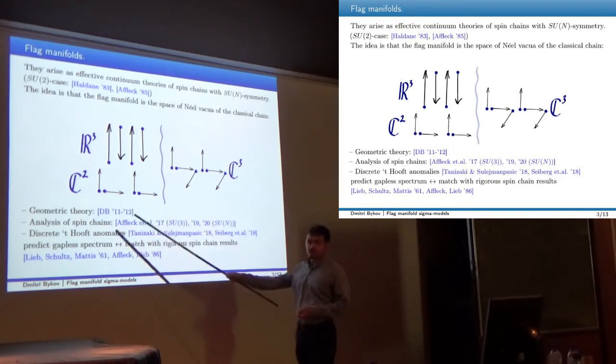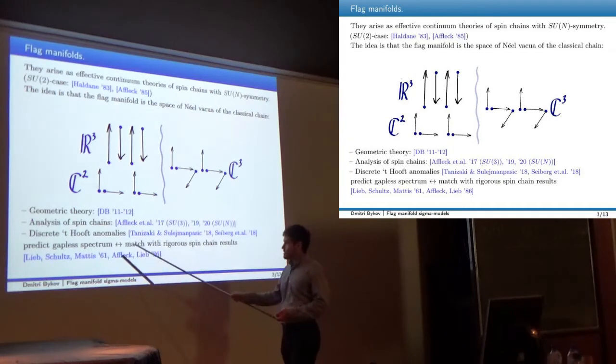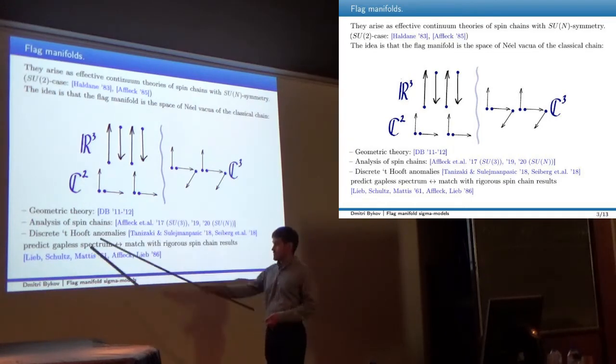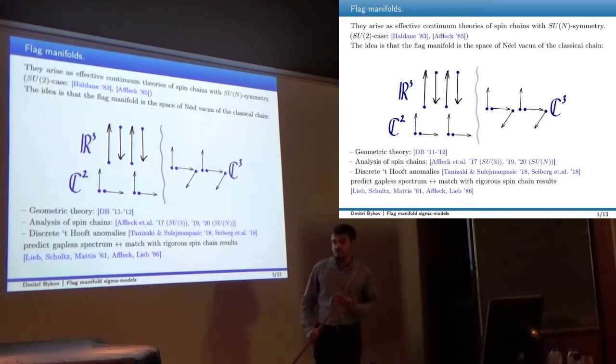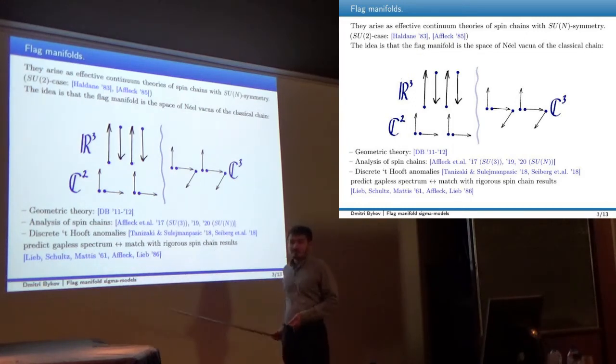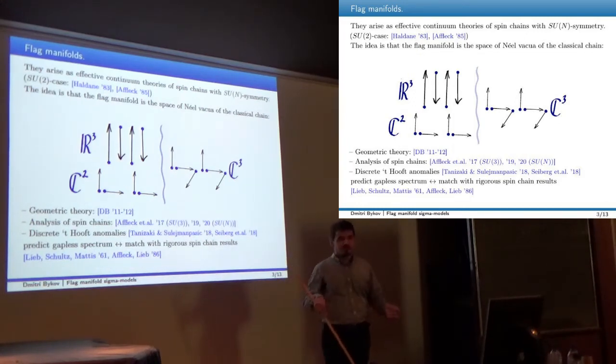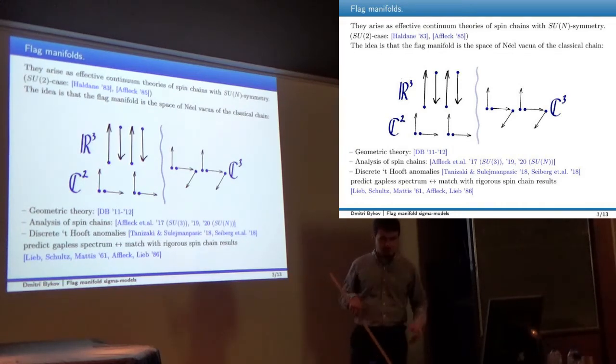so these are some anomalies in discrete symmetries of these models, and in certain cases, the presence of these anomalies predicts gapless behavior, so no gap in the spectrum, for certain representations of the chains. And this matches with rigorous spin chain results from many years ago, actually from the 60s and 80s. So this is a nice field theoretic match against some spin chain results.